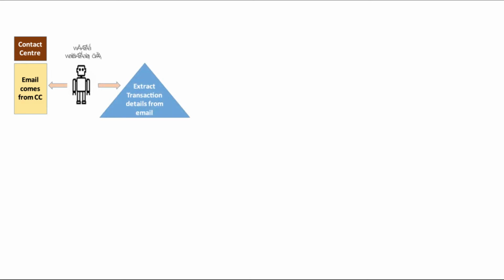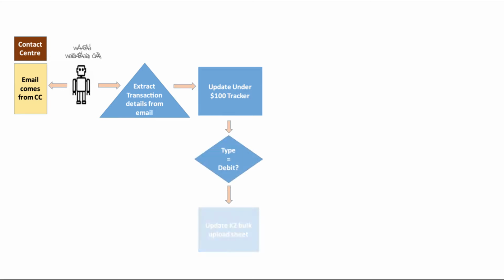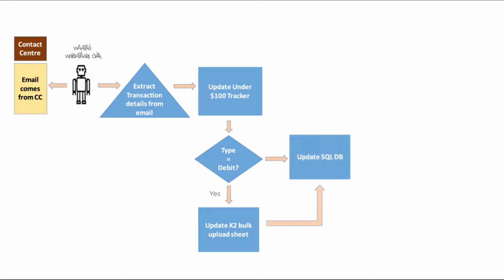Process overview. The robot receives the email from contact center in the required template containing all information related to the disputed card transaction. It then reads the unread email and extracts all information for the transaction. Robot enters extracted transaction information into under $100 tracker. If the type of transaction is debit, then the robot adds transaction information into K2 bulk upload sheet. It also updates SQL database table with transaction information. Finally, the robot sends resolution email to the customer.